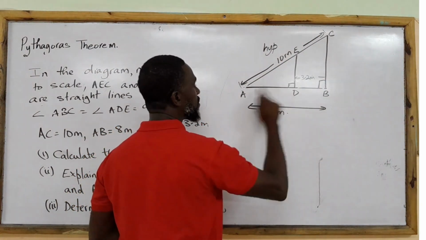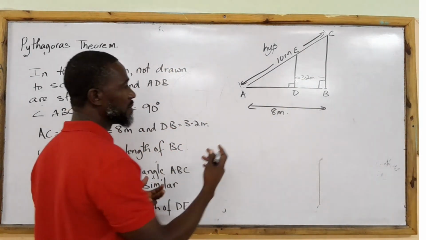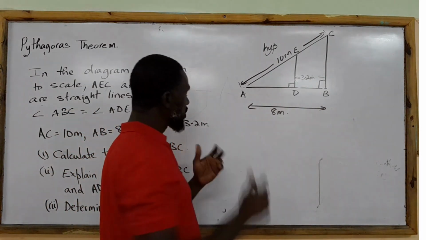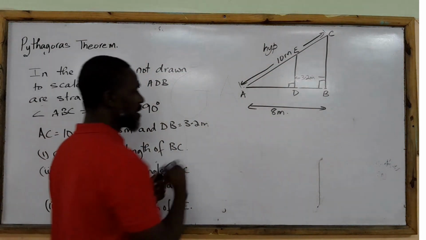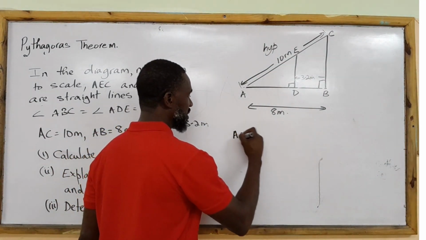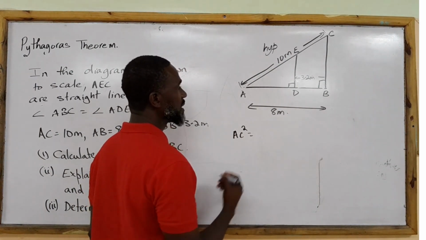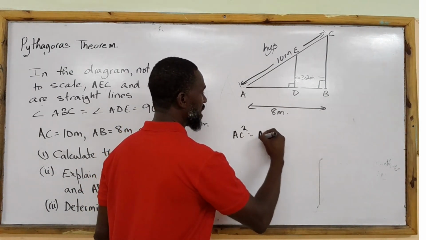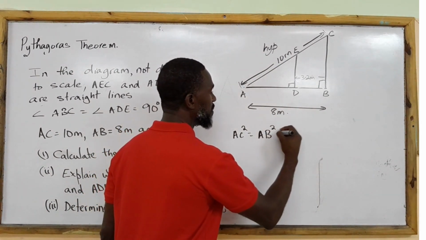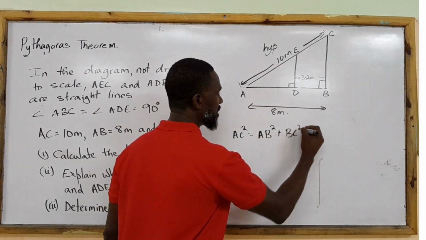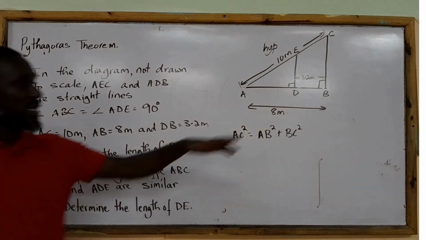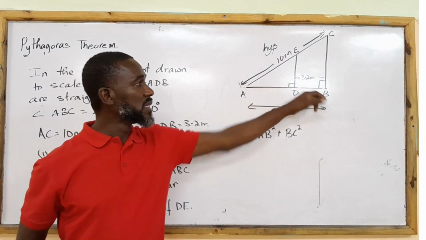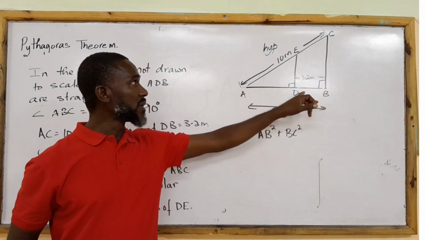When we apply Pythagoras Theorem, we know that, as Pythagoras says, the square of the hypotenuse is equal to the sum of the squares of the other two sides, right? So basically, we can say AC squared is equal to AB squared plus BC squared. Rather than just using single letters, we're going to be using the name of the line segment, okay?